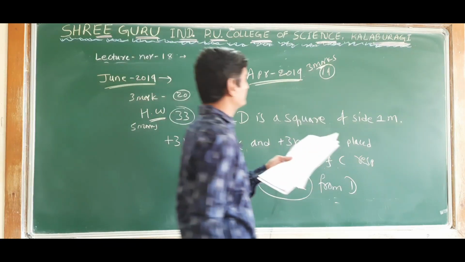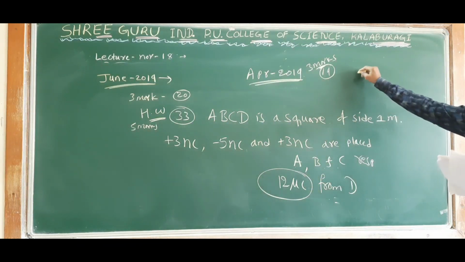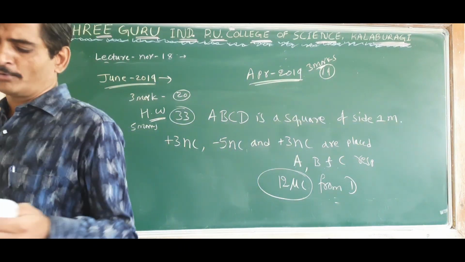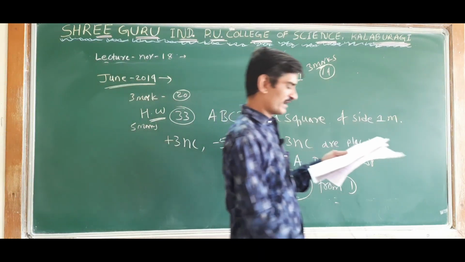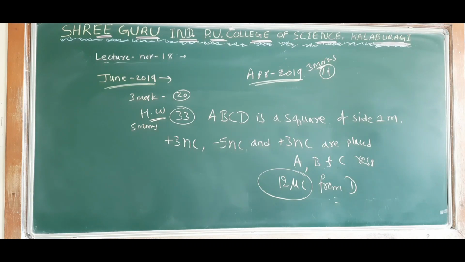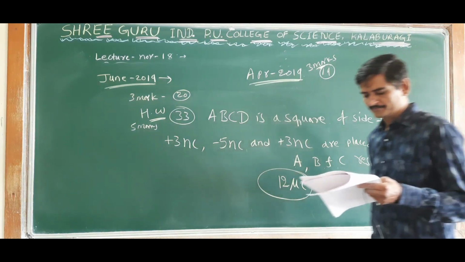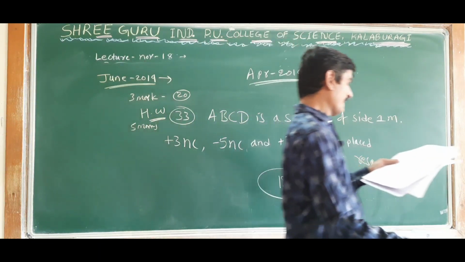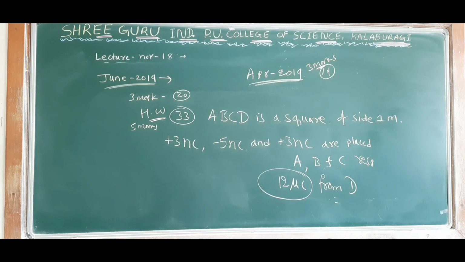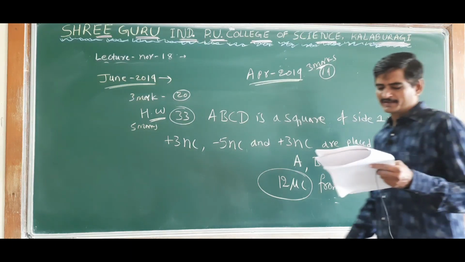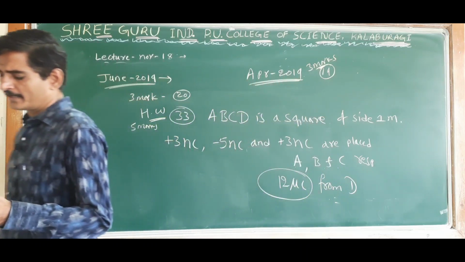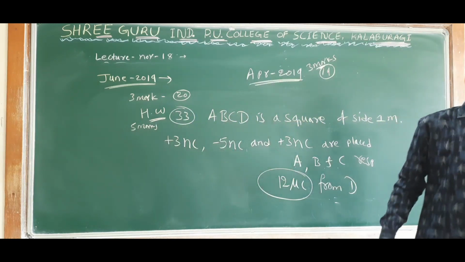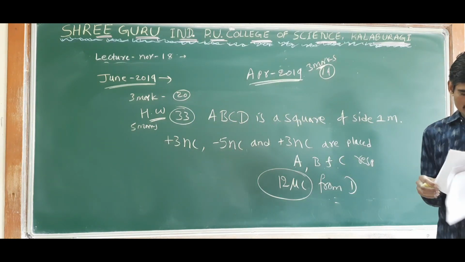Derive an expression for the potential energy of an electric dipole placed in a uniform electric field. Write it down if you want. That is for 3 marks, question number 19. And next.